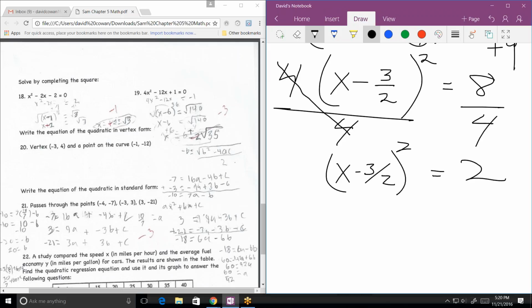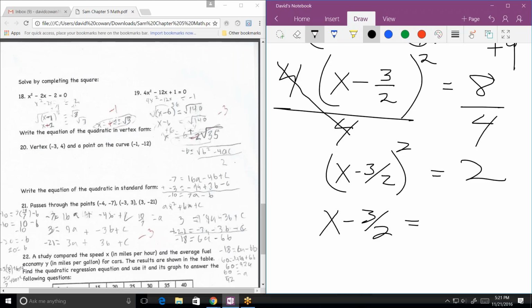Wouldn't it be to square root? Okay, so give me the next line. It would be 2 squared. Hold on. You're not gonna expand that. You're gonna take the square root of both sides. So what's x minus 3/2 equals 2?